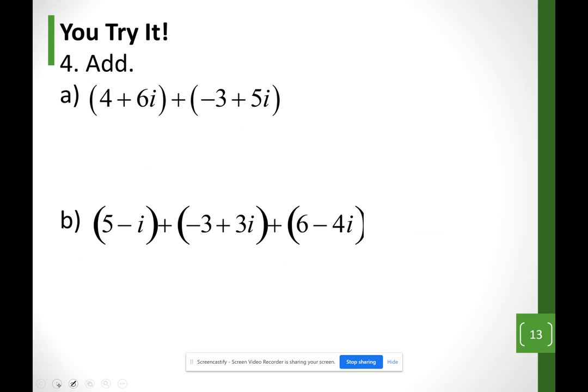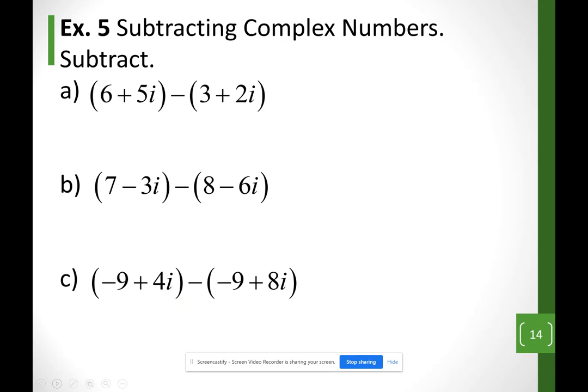This is for you guys to try at home. This is what you guys should have. In addition, it is this simple. Now, on subtraction, there's just a little twist. It's not too hard. The first parentheses, we're going to write it as it is. So 6 plus 5i.